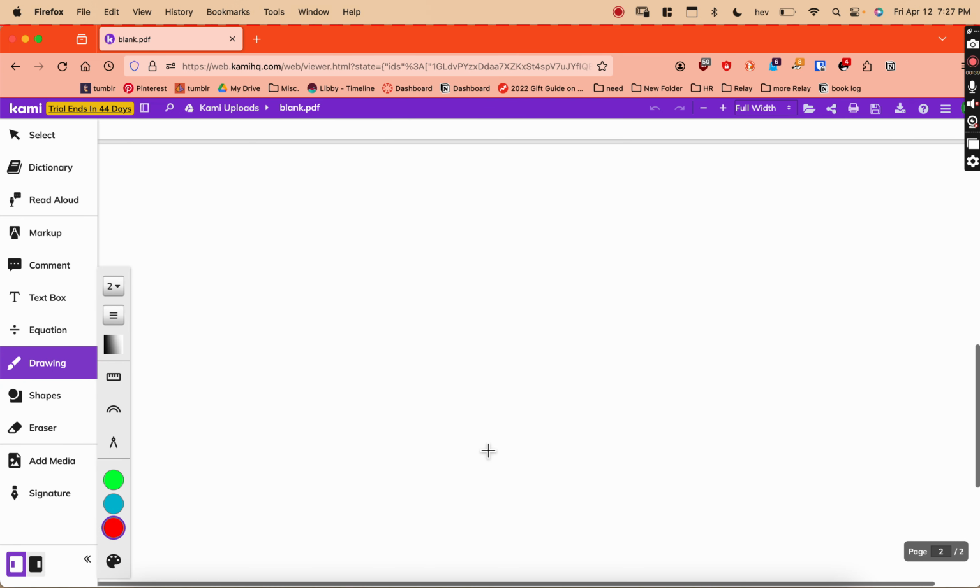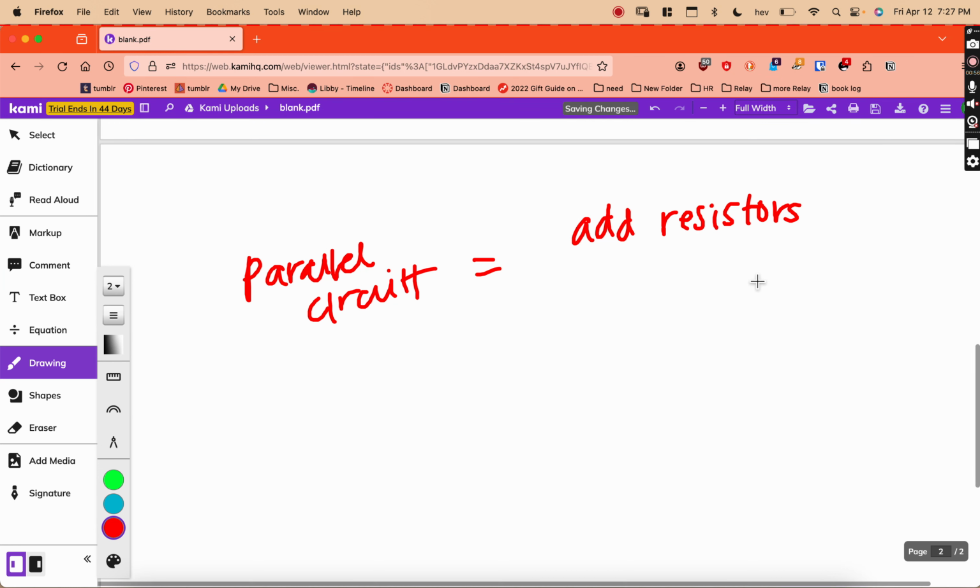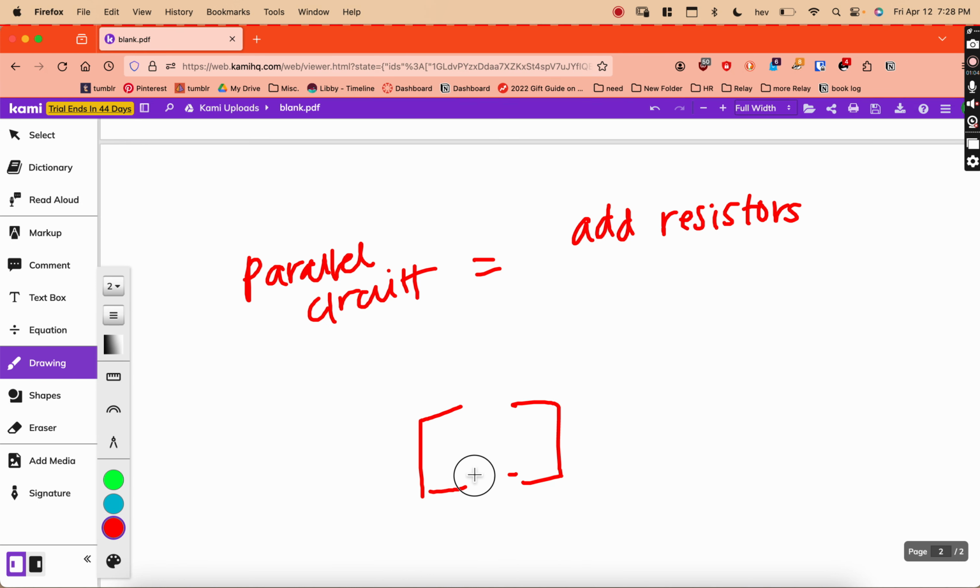Okay, in a parallel circuit, when you add resistors, resistors are like light bulbs or things that are resisting the current. Because if I have a current here and I had no light bulb, it would just go around and around and around. But because there's a light bulb here, it's resisting the current a little bit.